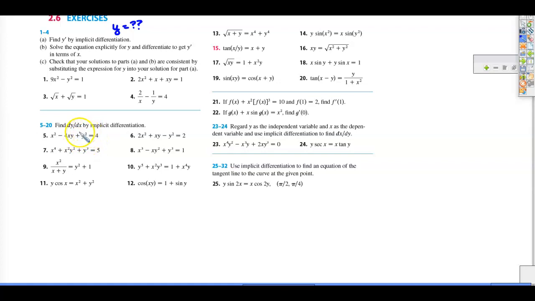However, when you're taking the derivative of terms that have y's, then by the chain rule, we're going to add that factor of dy/dx.